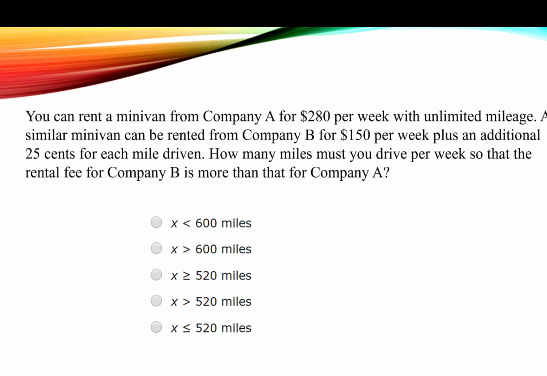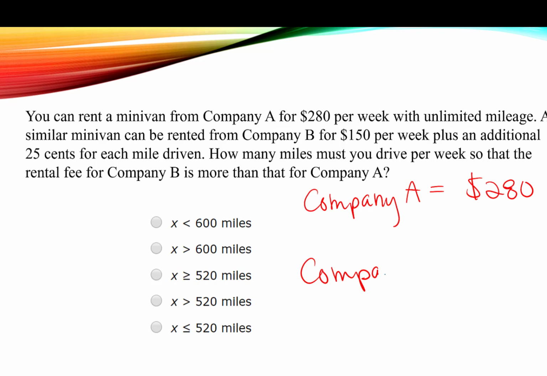Okay, next, let's look at this word problem. It says you can rent a minivan from Company A for $280 per week with unlimited mileage. So I'm going to say Company A is just a flat $280. A similar minivan can be rented from Company B for $150 per week plus an additional 25 cents for each mile driven. So Company B would have an equation of 0.25x plus 150.